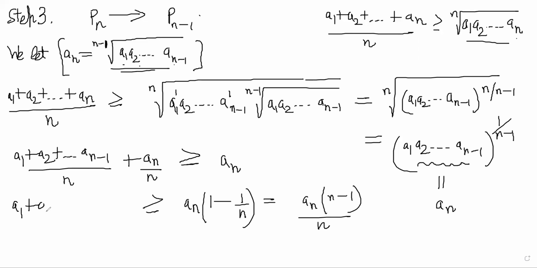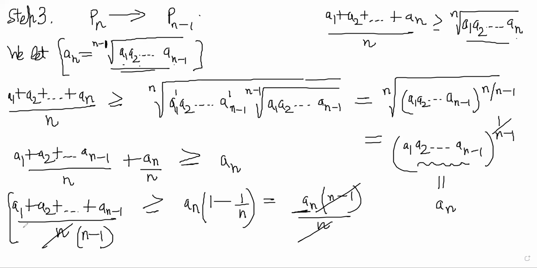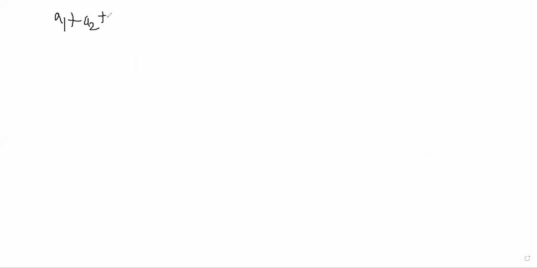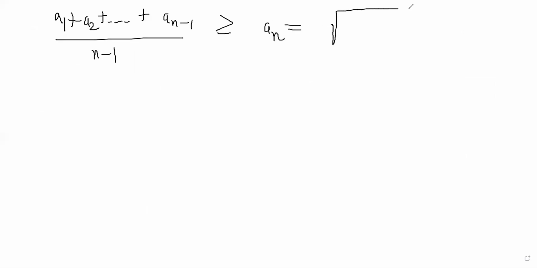So this side I have A1 plus A2 till An minus 1 by n. The n cancels, and when you bring this side, it becomes A1 plus ... An minus 1, divided by n minus 1, is greater than or equal to An. So this statement implies, okay, I'll just write it on the next screen. I have proved so far A1 plus A2 plus ... An minus 1, by n minus 1, is greater than or equal to An, but An was equal to the root of A1, A2 till An minus 1. So this is my statement for Pn minus 1 actually.